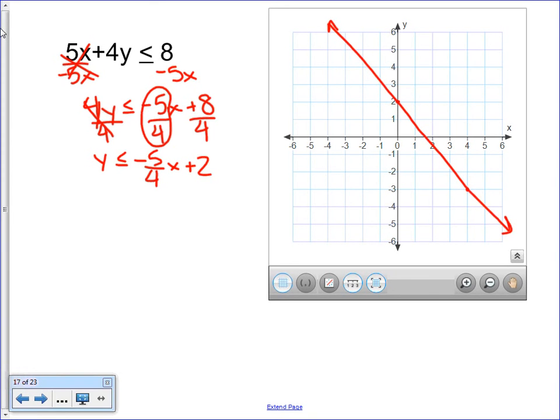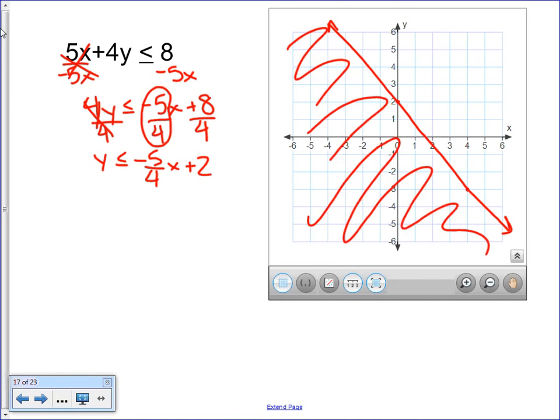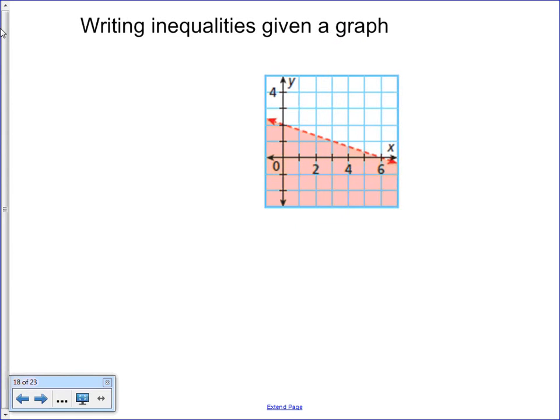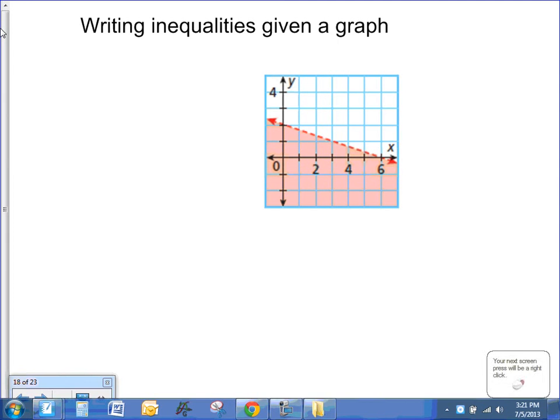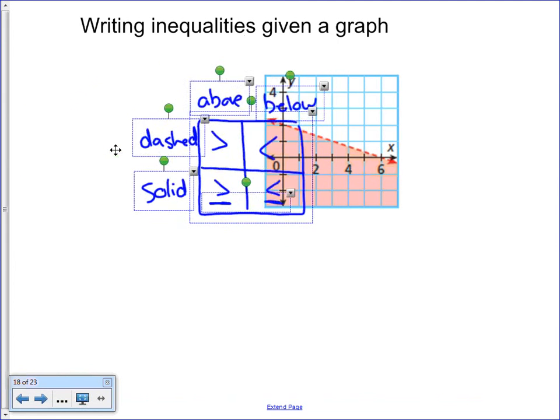And I'm going to shade below since it is less than. So all that stuff down there. We're going to see some problems where we're actually going to go the opposite way. We're going to see a graph, and we're going to derive an inequality out of it. So let me put this little table up here first off.